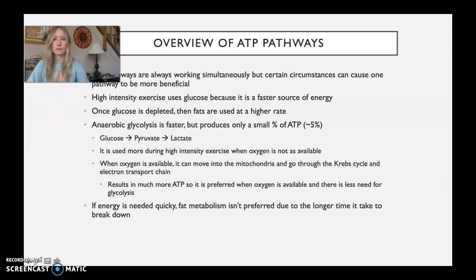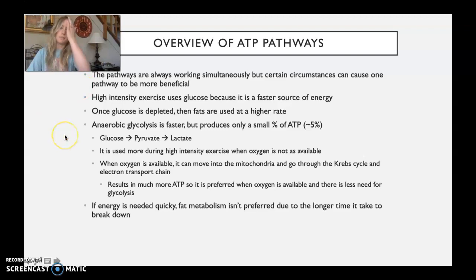Overview of the ATP pathways. They are all working at the same time, but different circumstances, intensities of exercise, and situations are going to cause one pathway to be more preferred at that time. High intensity exercise uses glucose mostly because it's a faster source of energy, until that glucose is too depleted that it's no longer able to be the primary source of energy.